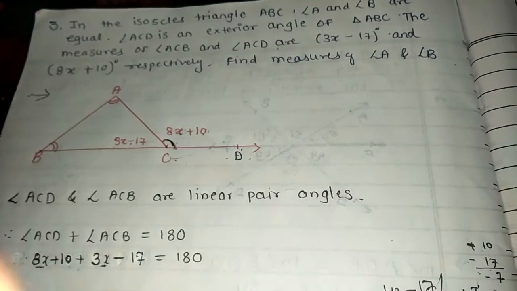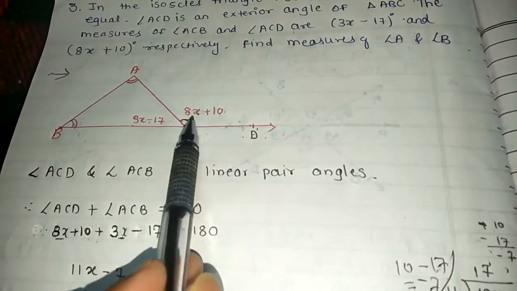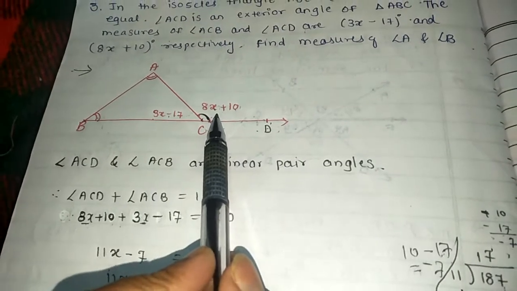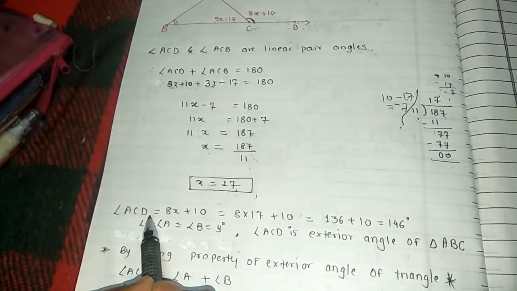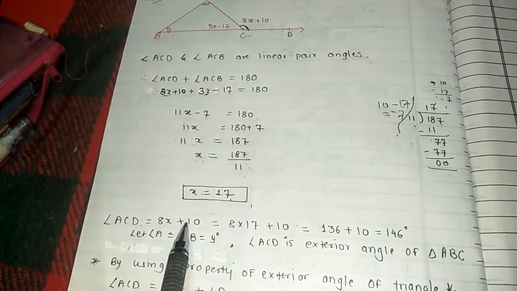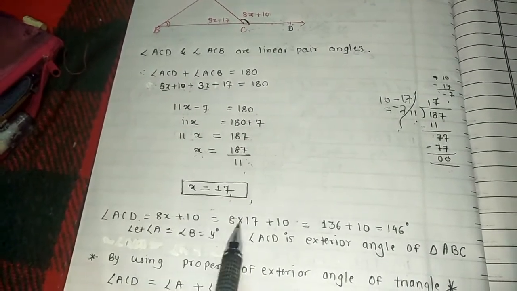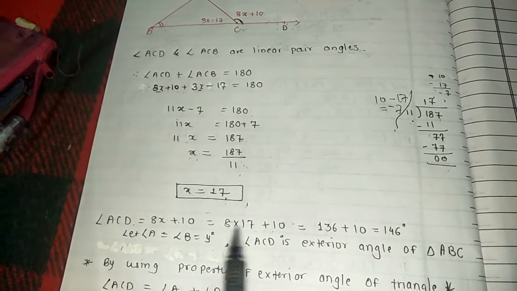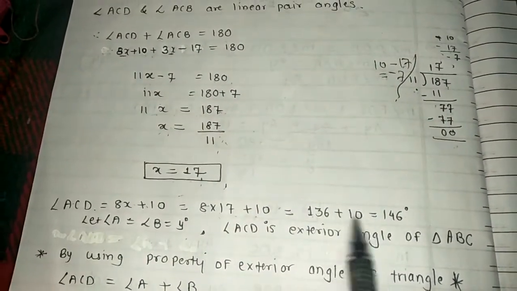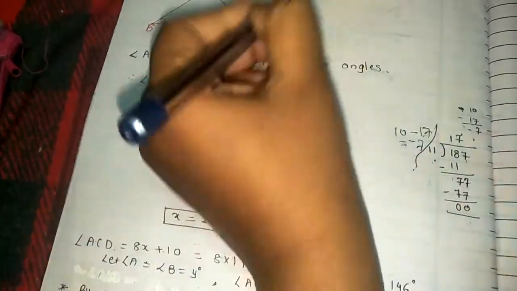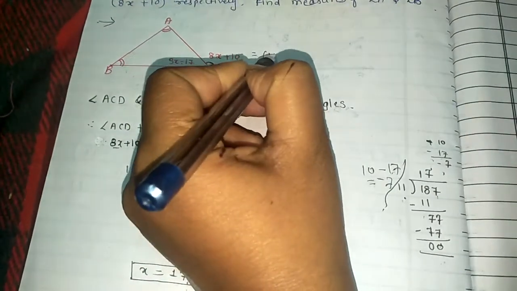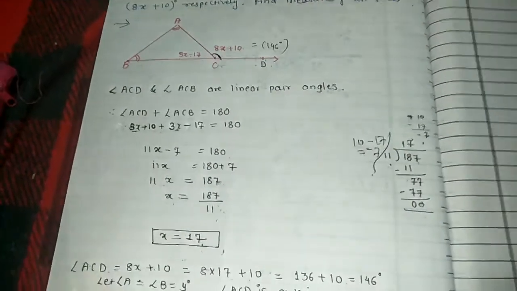But see, we had to find angle A and B, not the x value. This angle's measurement is nothing but 8x plus 10, so we substitute the value of x, which is 17. Therefore the measure of angle ACD, given as 8x plus 10, is 8 into 17 plus 10. 17 8s are 136, plus 10. 136 plus 10 equals 146. So this angle is 146 degrees.